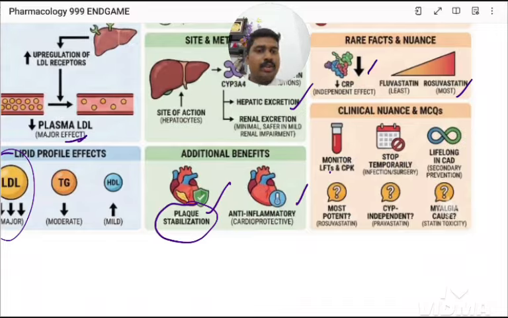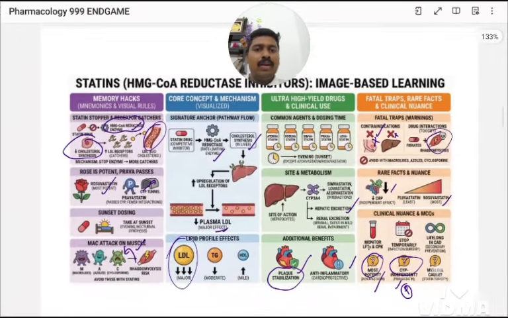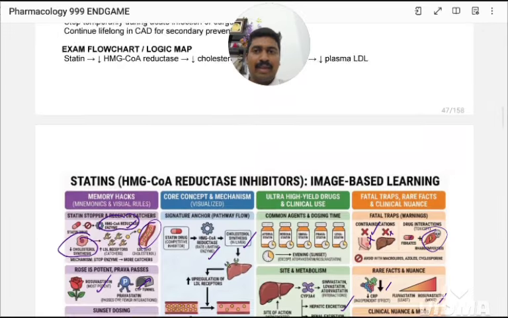Next, stop temporarily whenever there is infection or during surgery. Lifelong it is given in case of coronary artery disease because it prevents secondary events by stabilizing plaque and by having anti-inflammatory and cardioprotective actions. Most protective is rosuvastatin, CYP independent is pravastatin. You remember that P goes into the tunnel. And similarly, myalgia is caused by statin toxicity. All these are very high yield topics, all explained in a single slide.